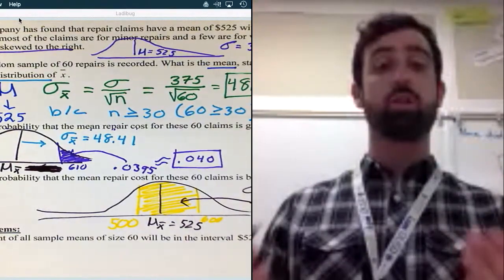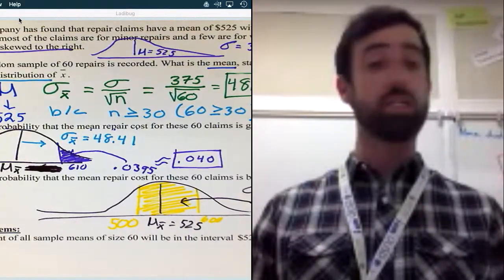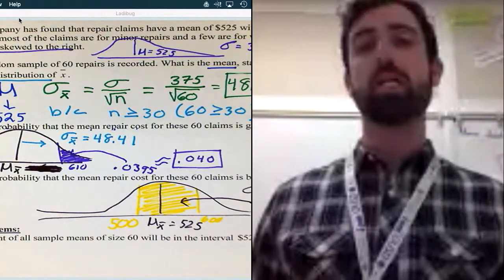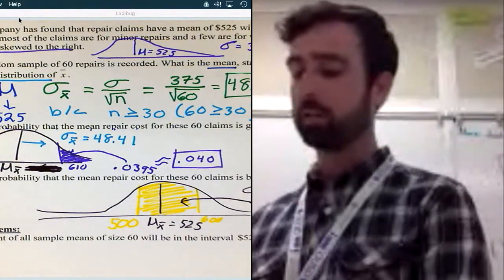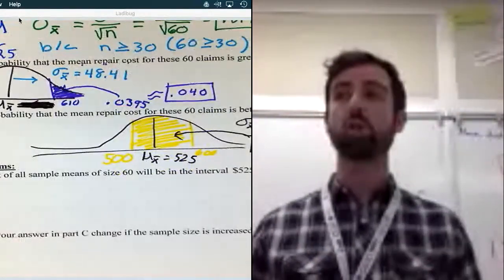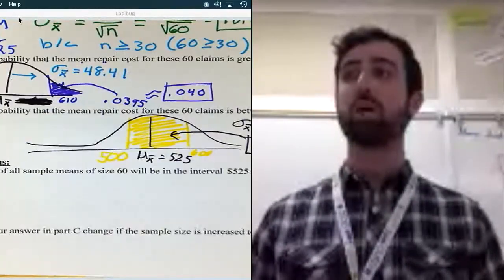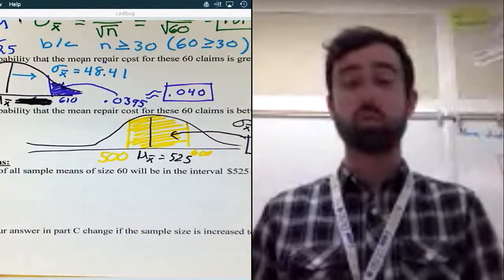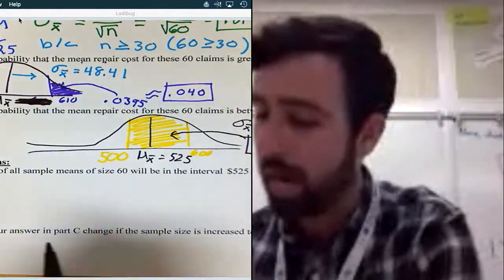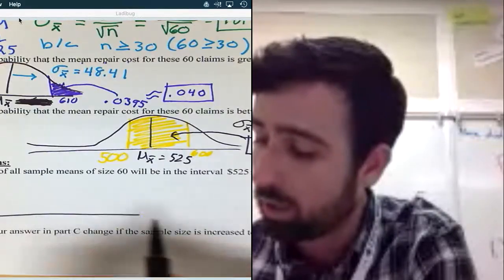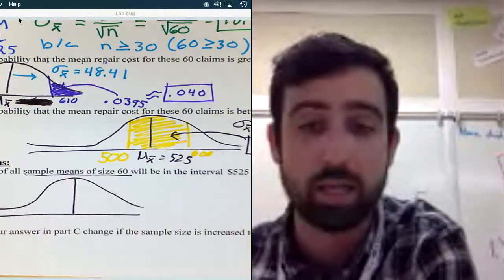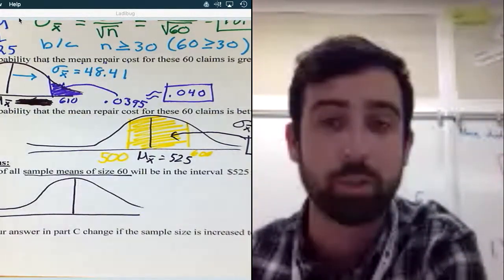Now, there are two challenge problems that I do want to go over because these are the ones that might show up on your AP exam. The straightforward ones, they might not ask, but the challenge problems, those are the ones that they're going to ask. So, challenge problems. 90% of all sample means of size 60 will be in the interval between 525 plus or minus what number? Find the value of M. So we're asking in our sampling distribution, right? It's a sampling distribution because sample means of size 60. That right there tells you it's a sampling distribution, not a population distribution.